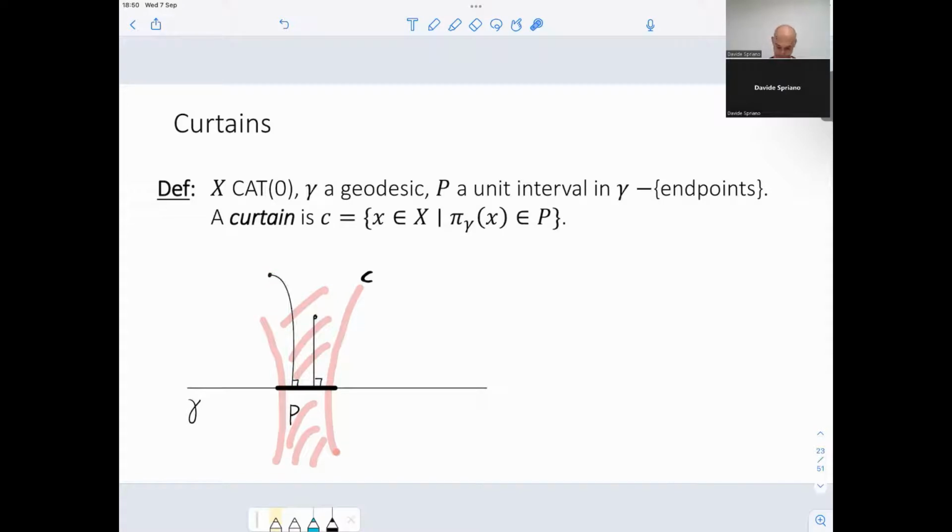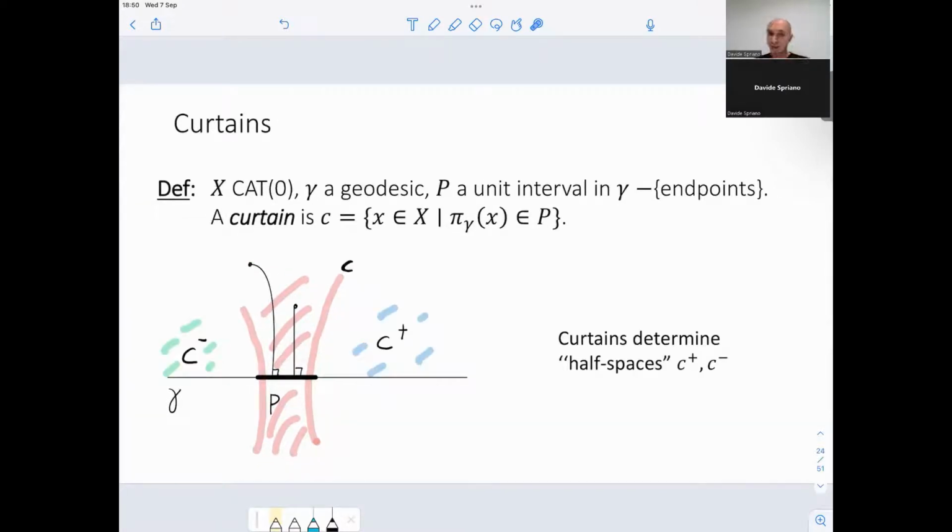Naturally, curtains determine two half spaces, C+ and C−. We take an orientation, a direction on the geodesic, and then C+ are all the points that project after P, and C− are all the points that project before P. Half space is in quotation marks because C+ and C− do not cover the whole space. You need to have C+, C−, and C, so it's really a tripartition to be precise. But the idea is that a curtain really separates the space in two, since what's left is two components.